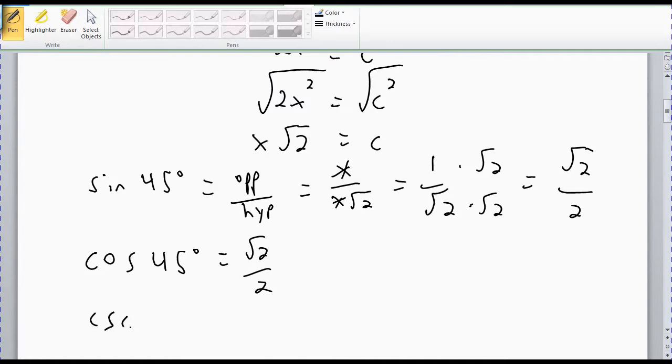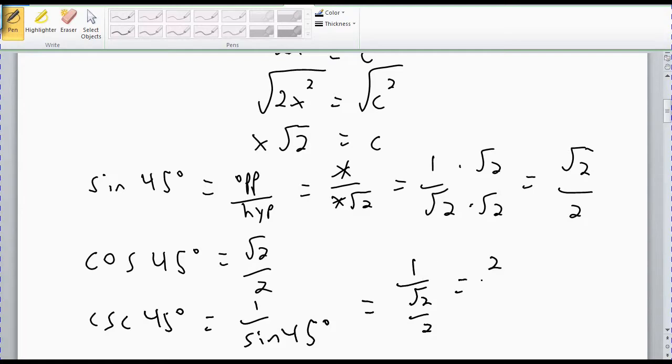So to find cosecant of 45, cosecant is the same as 1 over sine, so this is the same as 1 over sine 45 degrees. So this would be the same as 1 over square root 2 over 2. If you know anything about complex fractions or how to divide fractions, you know that's going to end up being 2 over square root of 2.